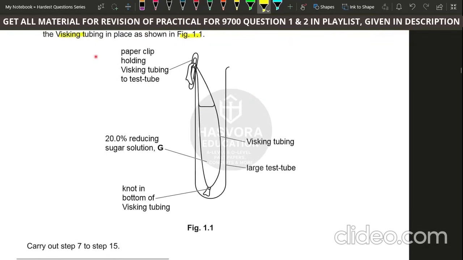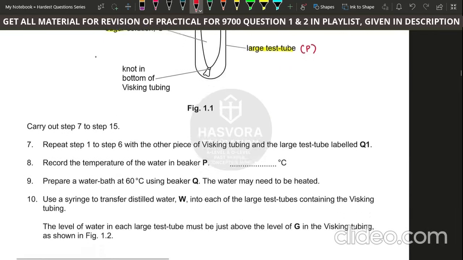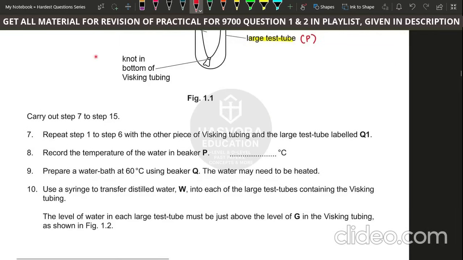This whisking tubing will have the 20% reducing sugar solution, and then you will have this in the large test tube, which they have called P. This is your P, with a paper clip to hold the whisking tube in the test tube. Most probably you will be filling it with distilled water so diffusion can occur. Then you have to repeat step 1 to 6 with the other piece of whisking tubing and the large test tube labeled Q1.